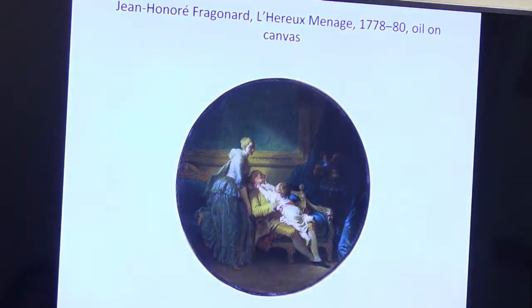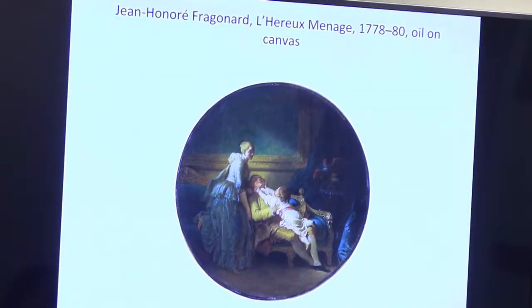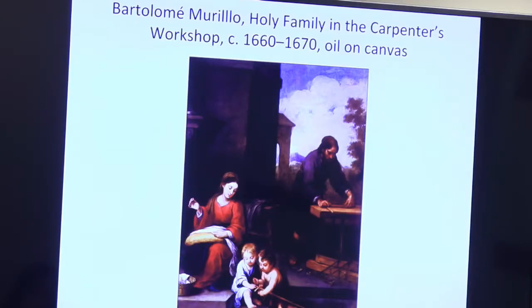And some of these have been compared, for example, to Rococo genre scenes, like Fragonard's Le Heureux Ménage, The Happy Family, 1778-80. And I think there is an association to be made there, this kind of representation of a family, either at leisure, at play, or at work. But there are some local elements that are also important to understand. This is Bartolomé Murillo, a Spanish painter from Seville, the Holy Family in the Carpenter's Workshop. Again, Joseph, Mary, and Christ. This becomes a model for the ideal Christian family.